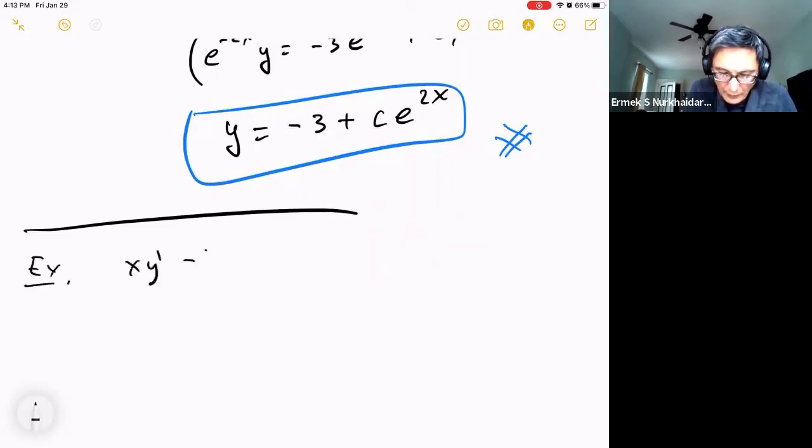Let's solve this one. xy prime minus 4y equals x to the 6 e to the x. You can solve.